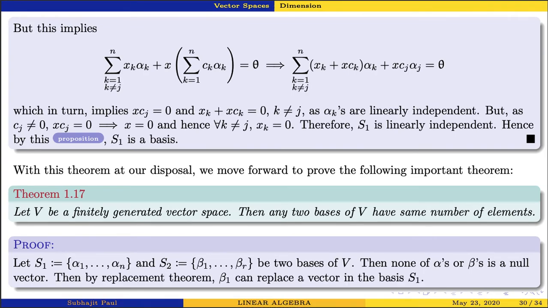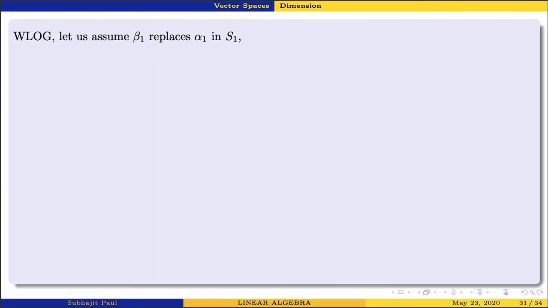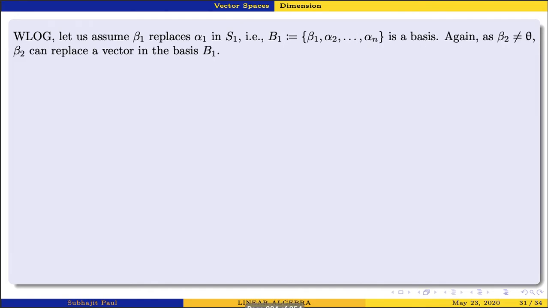So then by the replacement theorem, beta 1 can replace a vector in the basis S1. Beta 1 can replace any vector in this S1. So without loss of generality, let us assume beta 1 replaces alpha 1 in S1. That is B1, beta 1 replaces alpha 1. So beta 1, alpha 2, alpha 3 up to alpha n is a basis.